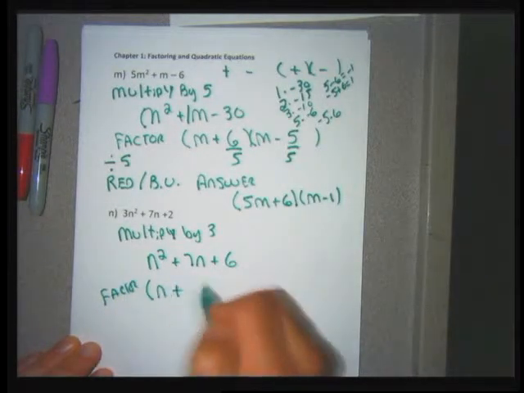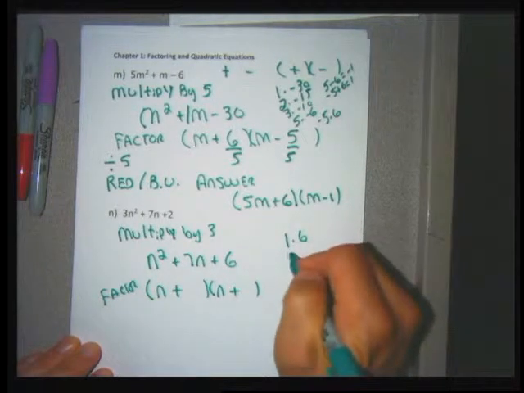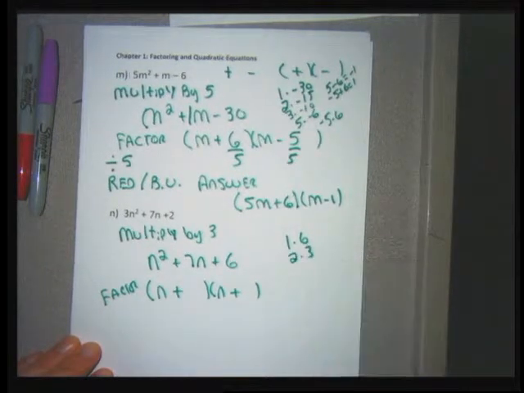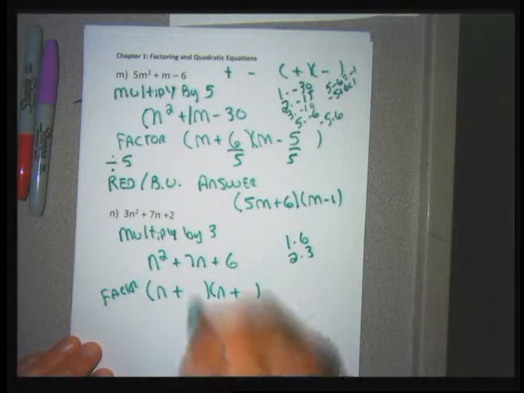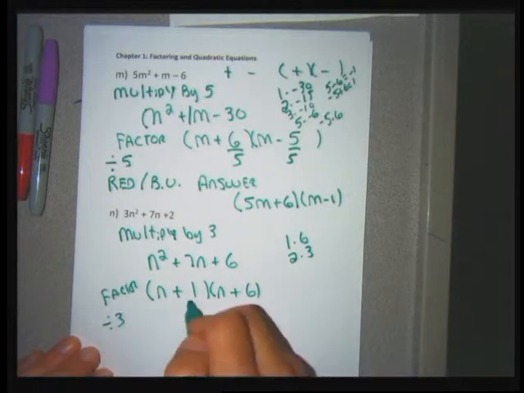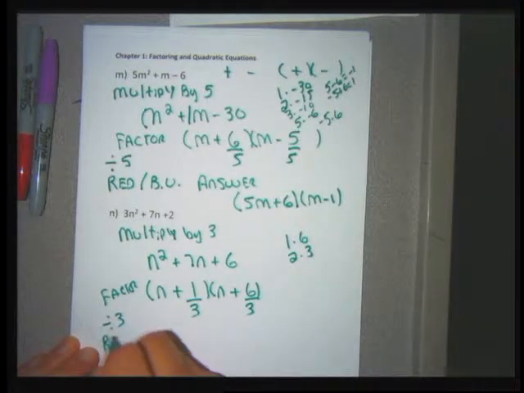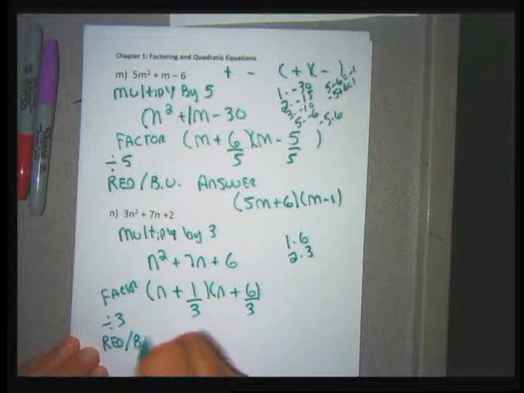I'm going to get an n plus and an n plus. And for the 6, my choices are 1 and 6, or 2 and 3. The 1 and 6 give me the 7, so I get a plus 1 and a plus 6. Now I'm going to divide by 3, and then I'm going to reduce and bottoms up.